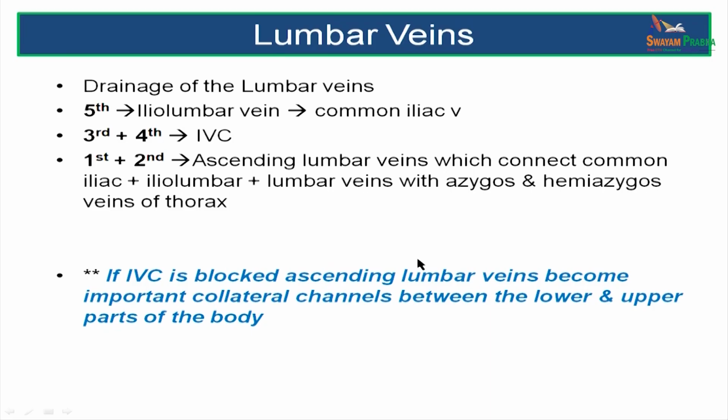The lumbar veins. Drainage of the lumbar veins is as follows. The 5th lumbar vein drains into the iliolumbar and the common iliac veins. The 3rd and 4th drain into the inferior vena cava. The 1st and 2nd drain into the azygous and hemiazygous systems of the thorax. In case the inferior vena cava is blocked, the ascending lumbar veins become important collateral channels between the lower and the upper parts of the body.